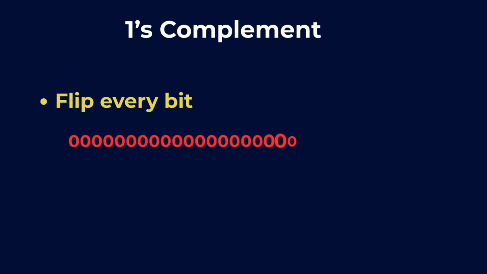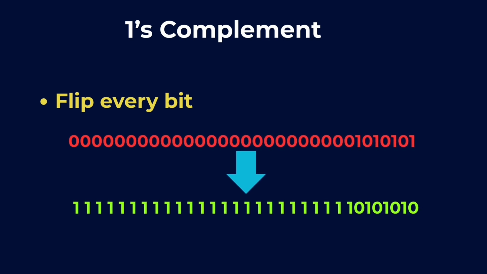1's complement: flip every bit. If this is our original data, the result of 1's complement will be this data. That is, 0 becomes 1 and 1 becomes 0. That's all. Now let's understand 2's complement.